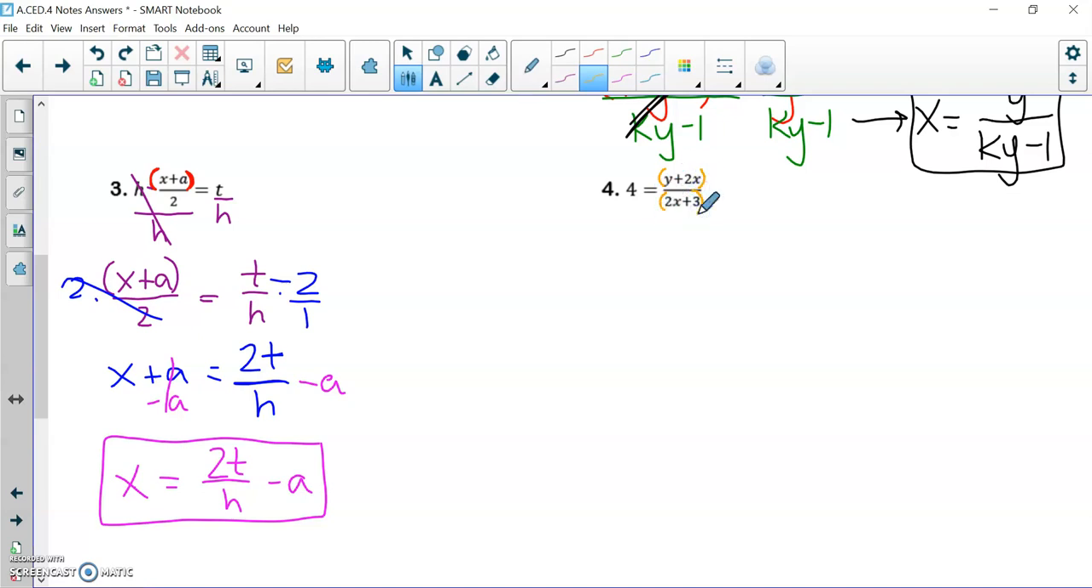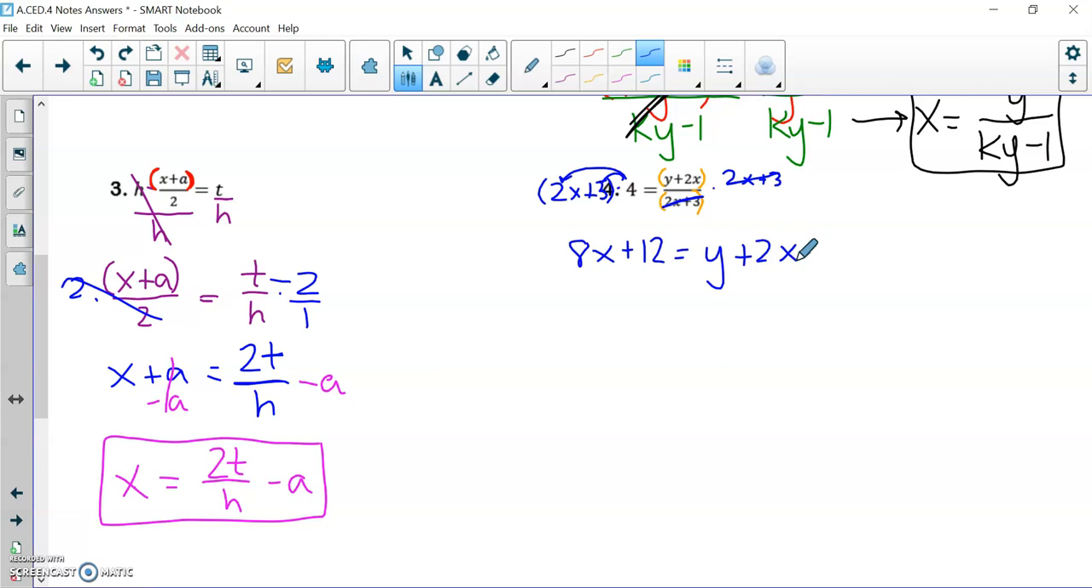To get rid of this fraction, I'm going to need to multiply both sides by that denominator, which is a 2x plus 3. When I multiply, since there's multiple terms, I'm multiplying by a 2x plus 3. I'm multiplying by multiple terms. I need to multiply the 4 by the 2x and the 3. So I'm going to put the 2x plus 3 in parentheses, so I know that I need to distribute that 4 in. So I have an 8x plus a 12 is equal to, and a 2x plus a 3 divided by a 2x plus a 3 cancels, and I'm left with a y plus 2x.